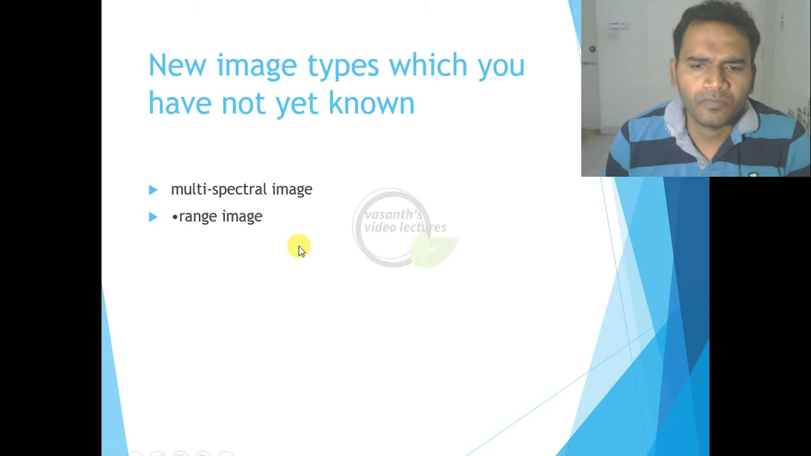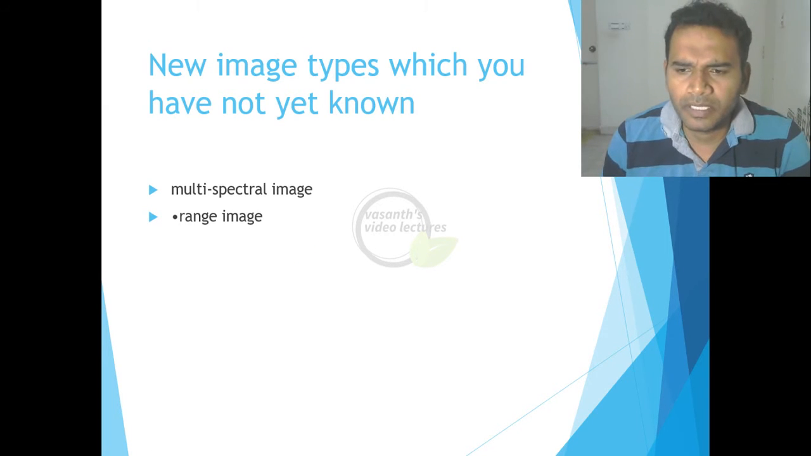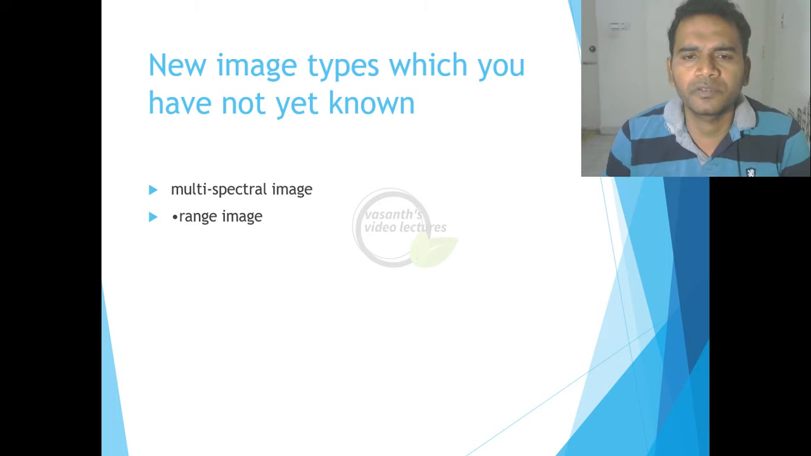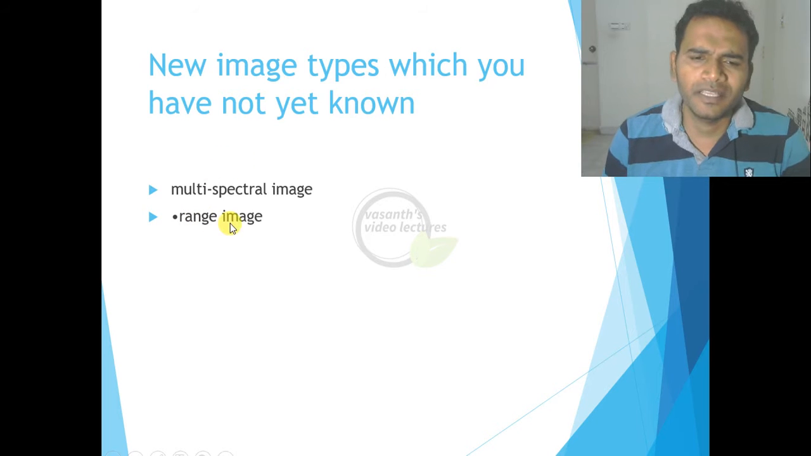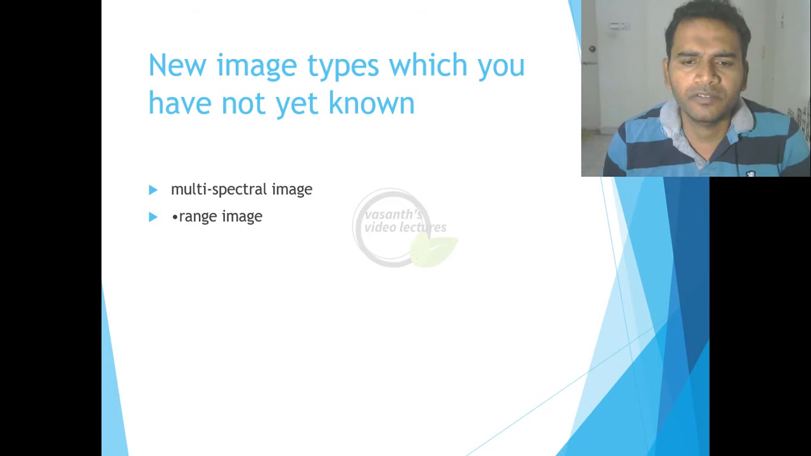There are certain images we are not aware of from the previous part. We have seen some basic fundamental formats for images like JPEG, GIF, etc. But we don't know about multispectral images and range images. These two are very much essential when you're dealing with a mobile robot, because multispectral images have different spectra of light radiations where you have to concentrate for an application.